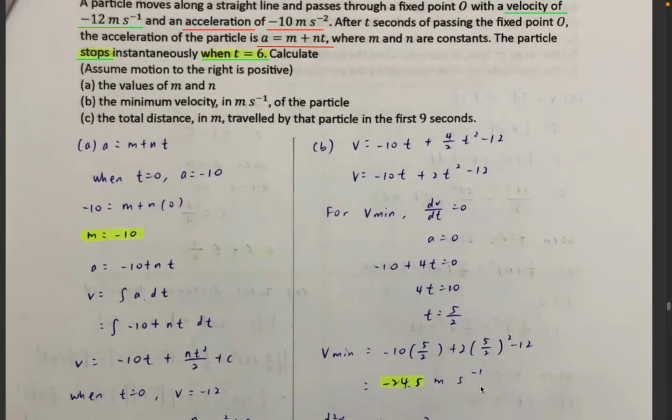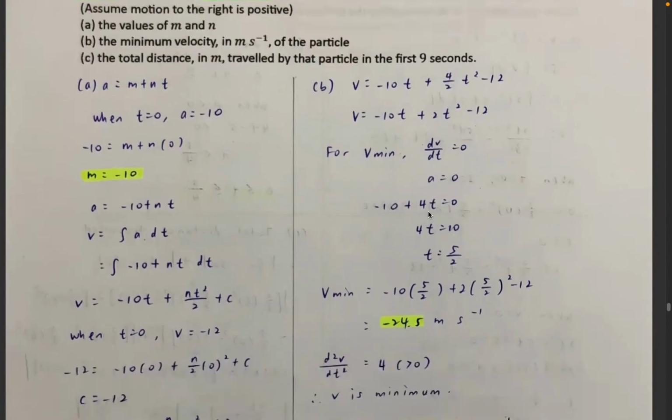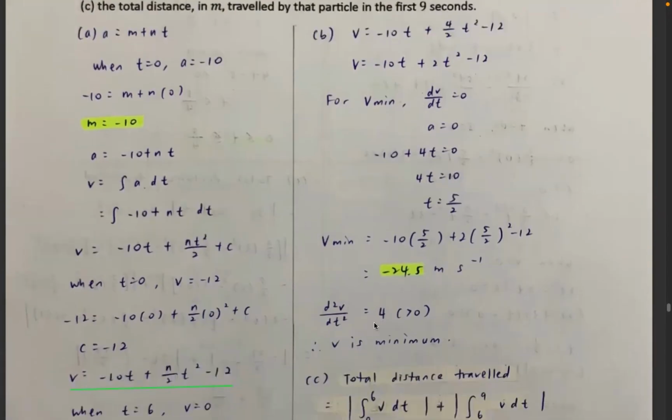Okay, after that, please prove that velocity is really minimum by doing the second order derivative. So dv/dt is a, and a is -10 plus 4t. Now let's do d2v/dt squared. That means we have to differentiate -10 plus 4t. Differentiate -10, answer 0. Differentiate 4t, answer 4. So d2v/dt squared is a positive number. That means v is really minimum.